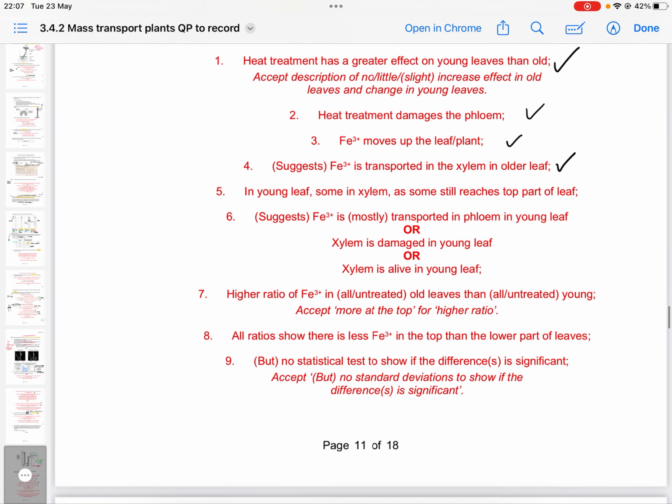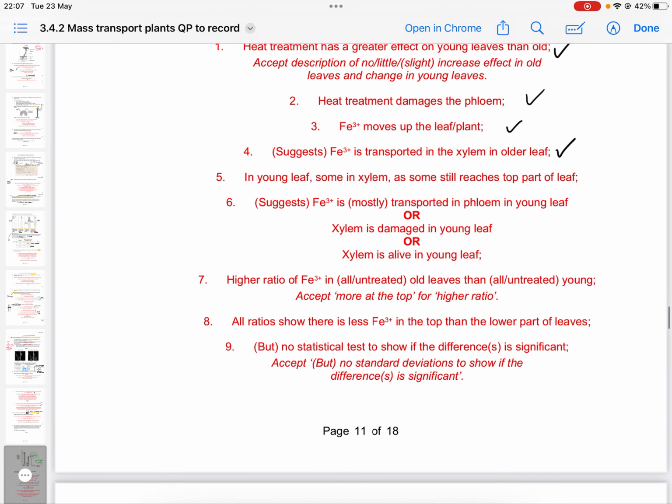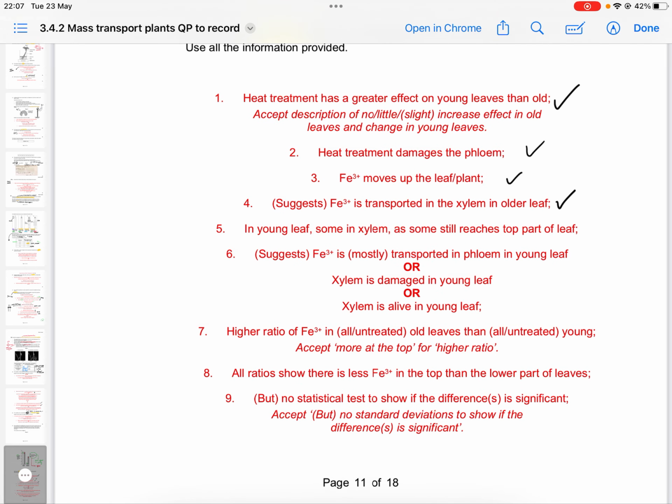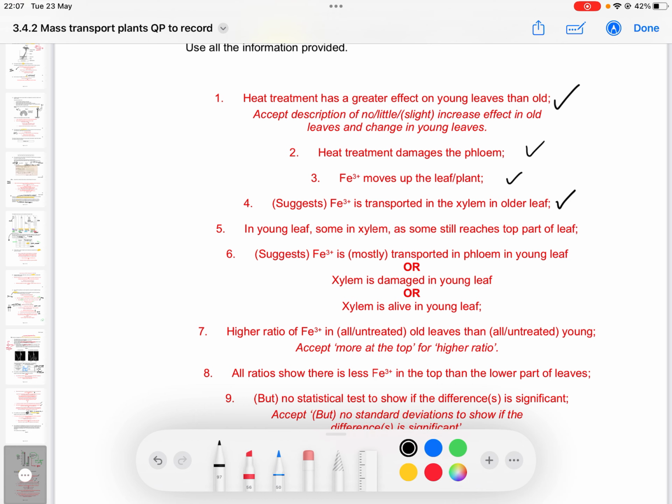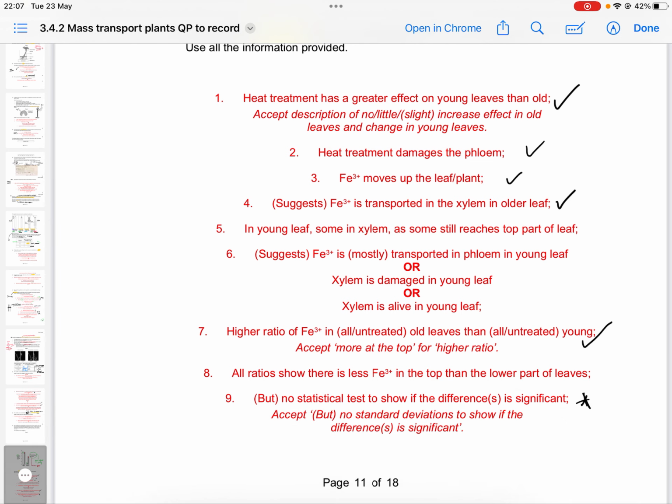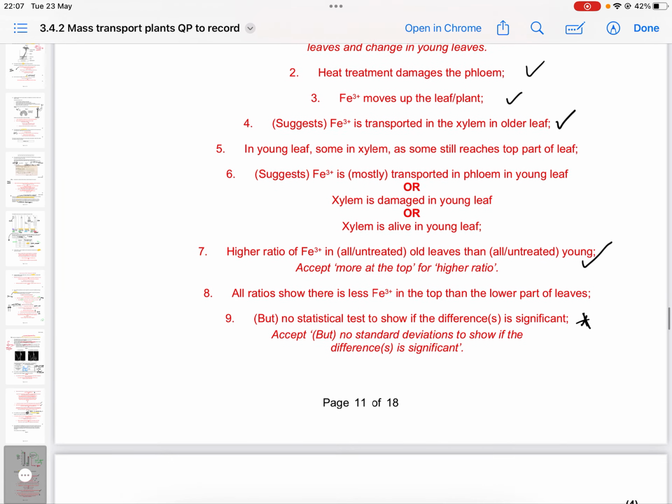There are also other marks that you could be getting. However, there were 4 only, and those were the most friendly marks. What else can we see from the data? That there is a higher ratio of ions in untreated old leaves than young. So that would be the friendly marking point. But also a very common marking point is referring to the statistical test. So if there was no statistical test, so no standard deviation, we don't know whether there was a significant difference or not. And that's always worth a mark on the exam. Okay, so worth remembering that marking point number 9.